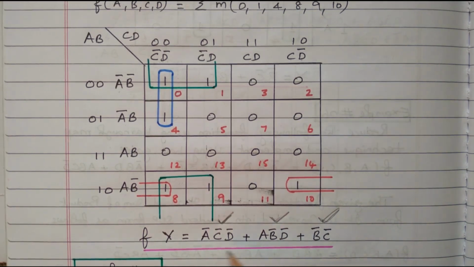So after simplification, we got this value, that is A bar, C bar, D plus A, B bar, D bar plus B bar, C bar. This is the final value.